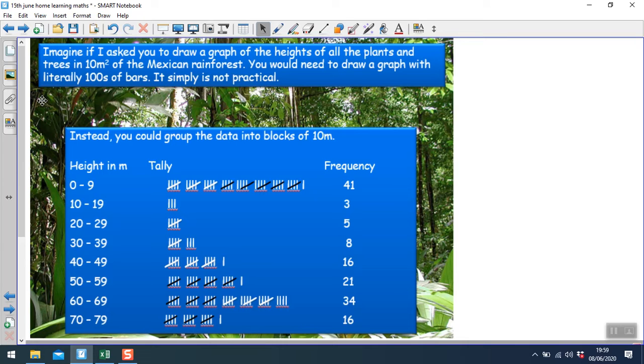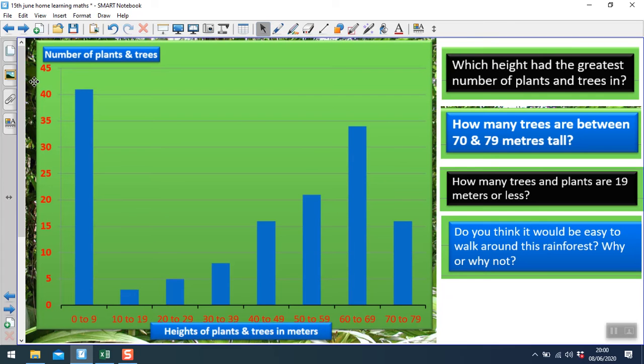Instead, you could group the data into blocks of 10 meters. So, in that area that's 10 meters squared, how many trees were between 0 and 9 metres tall? 41. So you could do a tally, and then the frequency is the total. How many trees were between 10 metres and 19 metres? 3. How many trees in that area were between 20 and 29 metres tall? 5. And so on. That information could then be put into a bar chart, and it's much simpler to see like this. So along the bottom, heights of plants and trees in metres, so 0 to 9 metres, 10 to 19 metres, and up the side, the number of plants and trees that were that tall.